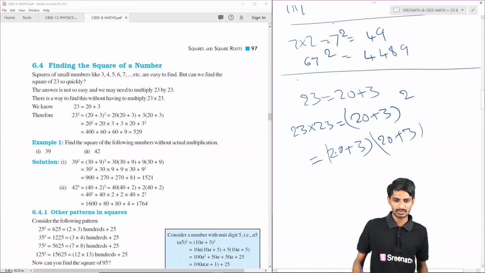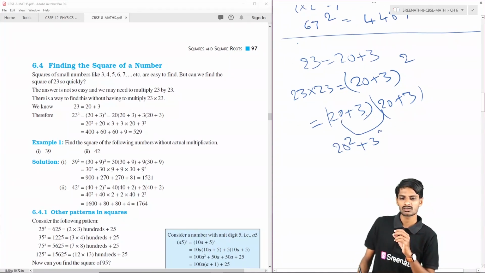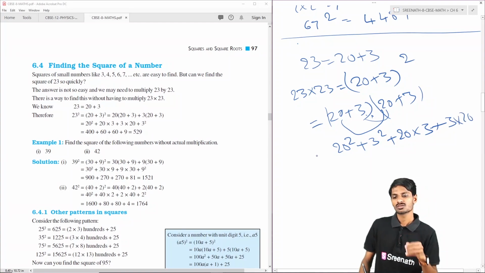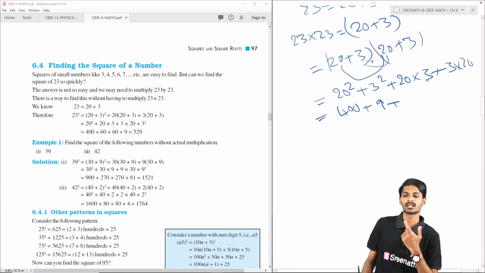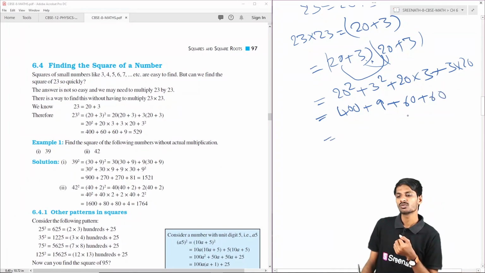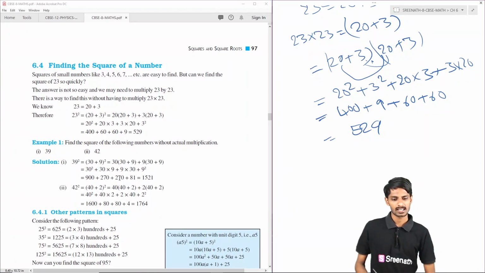If you just do the multiplication, 20 into 20 is 20 square, plus 3 into 3 is 3 square, and 20 into 3, plus 3 into 20. Simply, 20 square is 400, we know it, and 3 square is 9, and 20 into 3 is 60, and here also 3 into 20 is 60. Simply we get 120 plus 400 plus 9, that is 529. This is the way, students. Okay, here are some examples: example 39 and 42.